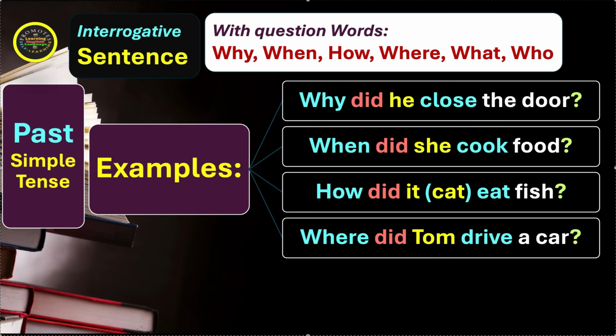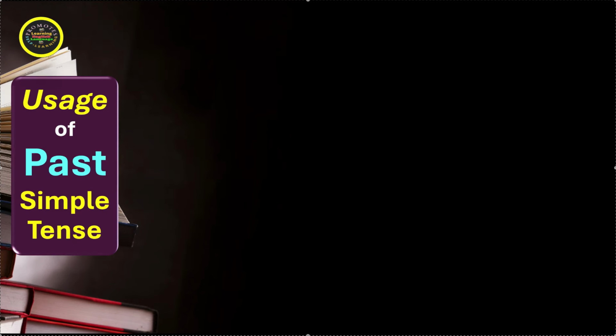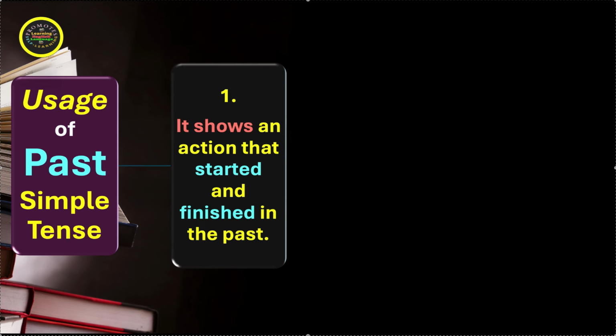Now we move on to the next stage of our discussion, that is to say usage of past simple tense. Where do we use it? What is its advantage in our daily life? How can we apply this tense into our writing or speech? Let's see. Number 1, it shows an action that started and finished in the past.